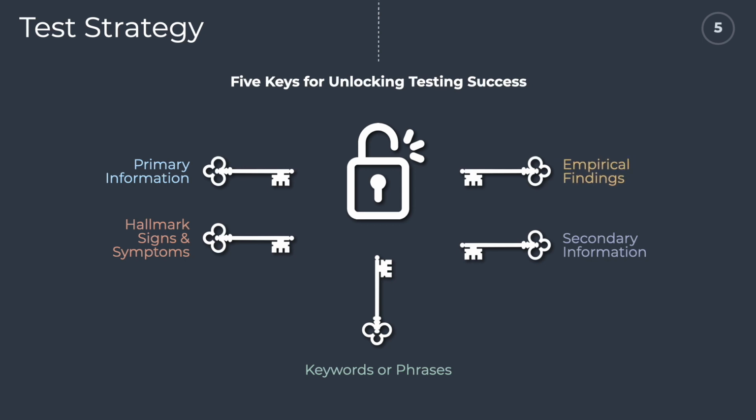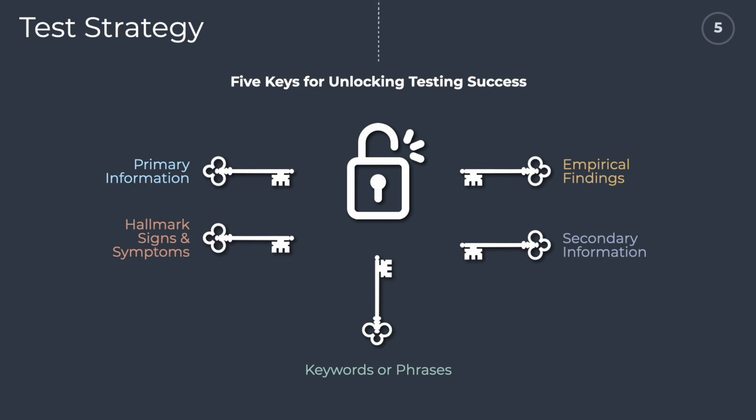Empirical findings are measurable, quantifiable information based on evidence. The most common empirical evidence we will see in a scenario question is vital signs. The final key is to locate secondary information. This is also known as distracting information. These are things that don't relate explicitly to the primary information or the treatment of the patient.